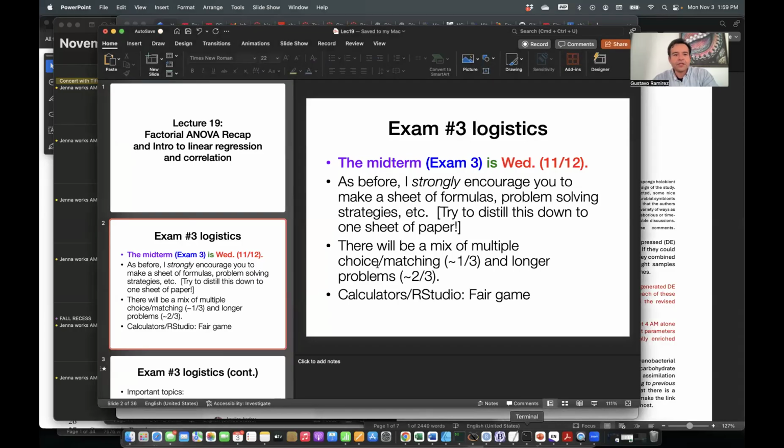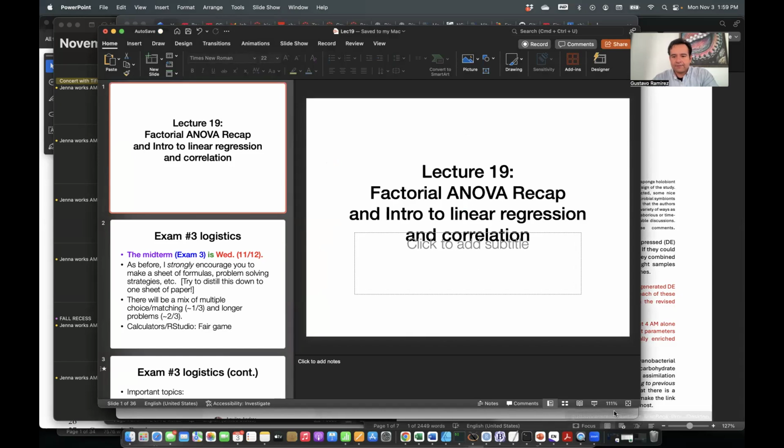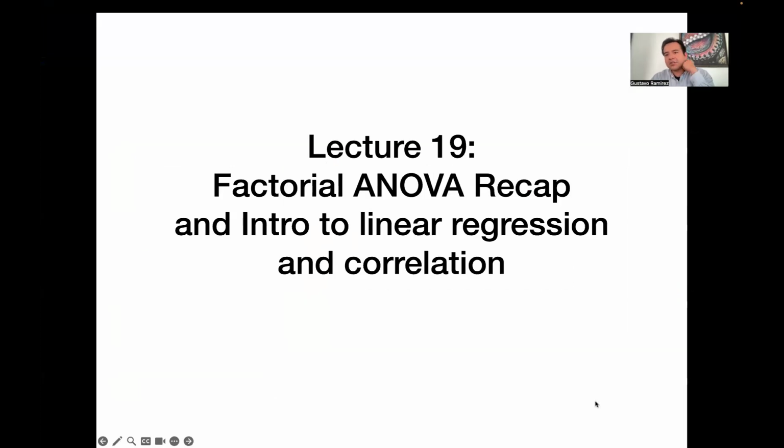Okay, so we are at lecture 19 today. We'll be recapping some of the stuff that we went over on Wednesday regarding factorial ANOVA. And then we will move on to a completely new chapter in the book. So we will start linear regression and correlation. There's a lot of background to cover there, just because we haven't done that before.